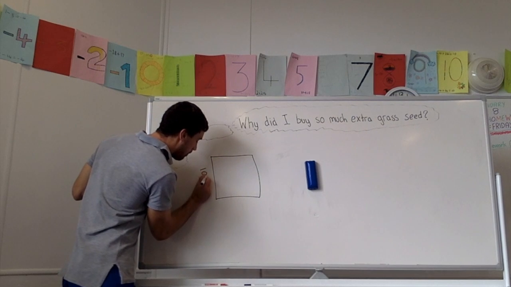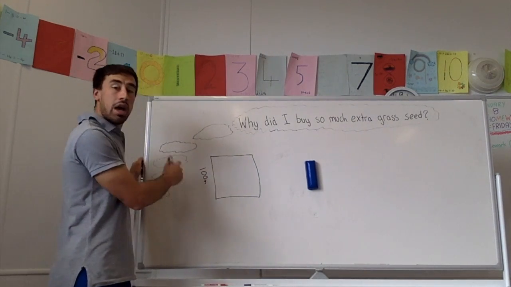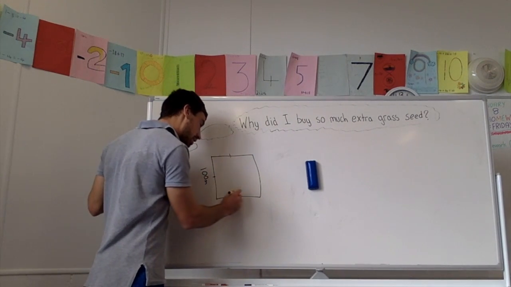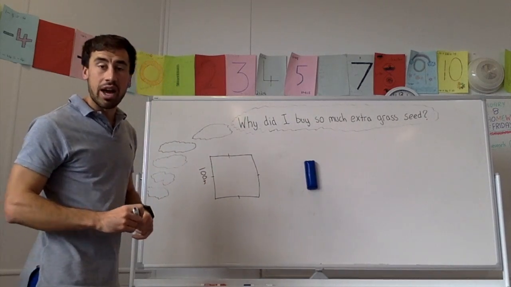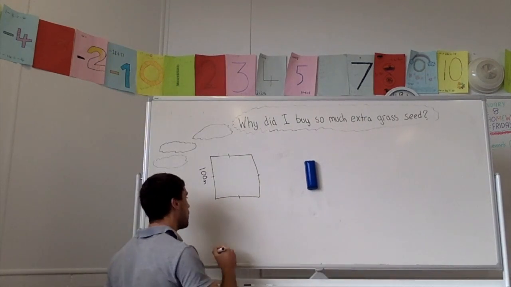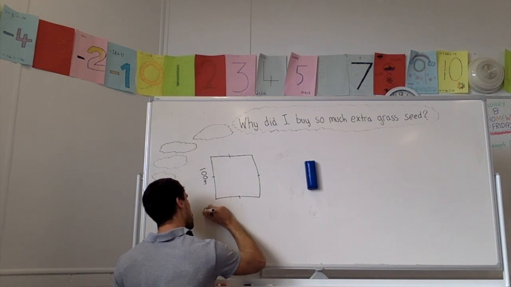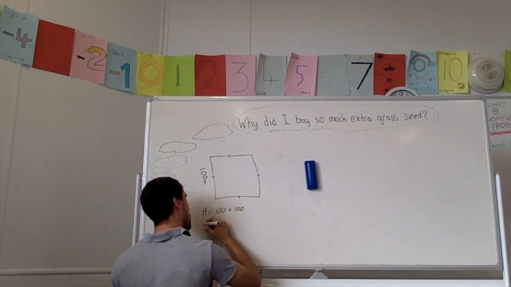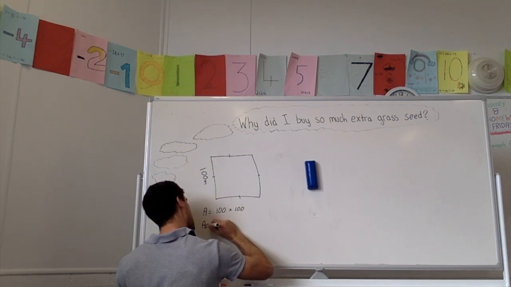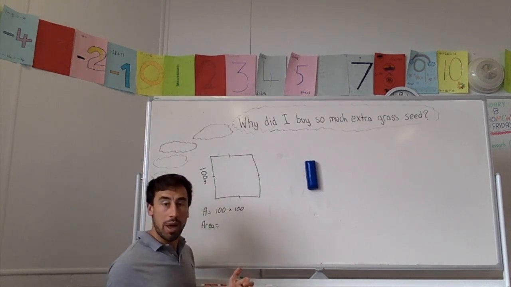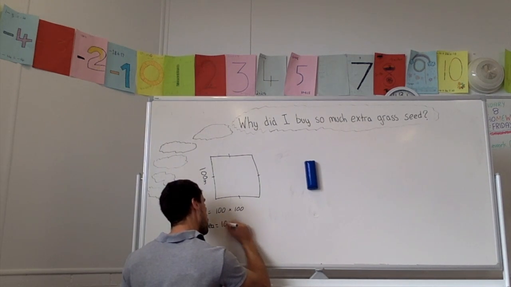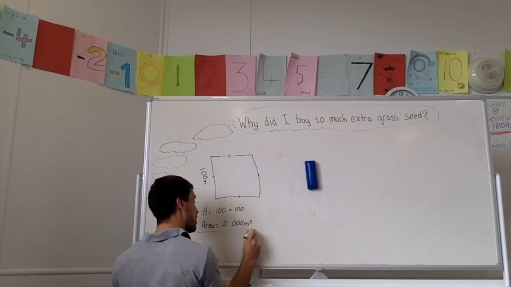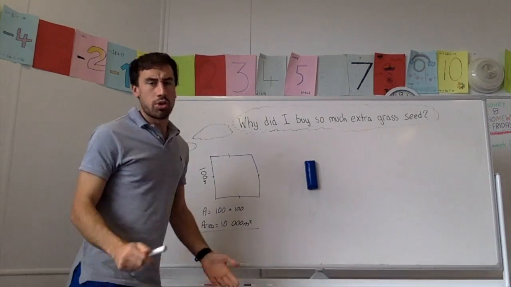It's a perfect square, 100 metre sides there. So if it's 100 metres there, to work out the area, you'd go 100 times 100. And the area of my backyard equals 10,000 metres squared. Now that was alright.